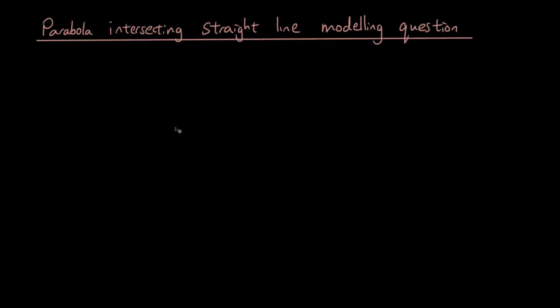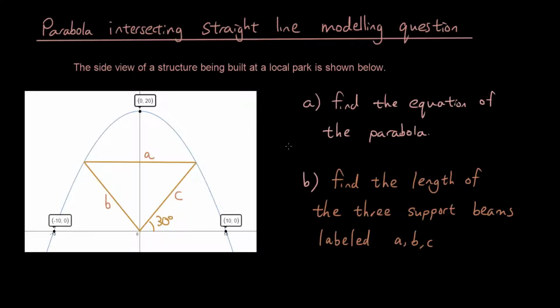In this lesson, we're going to talk about a modeling and problem solving question involving a parabola intersecting with a straight line. So here is the question. The side view of a structure being built at a local park is shown below. So here is a picture of a parabola, and within the parabola there is a triangle.